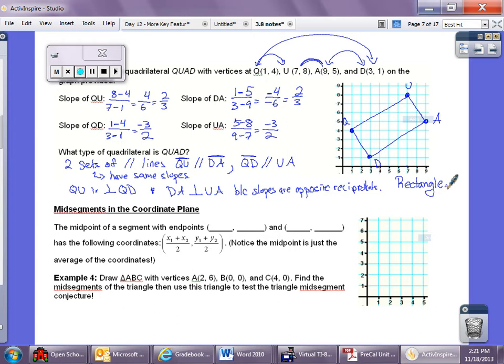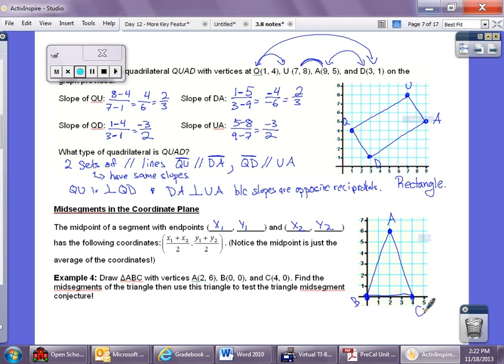And then the midsegment in the coordinate plane: the midpoint of the segment with endpoints x1, y1 and x2, y2 has the following coordinates: x1 plus x2 divided by 2 and y1 plus y2 divided by 2. Now this midpoint is just the average of the coordinates. So we can draw this triangle: 2, 6, 0, 0, and 4, 0. So here's our triangle. We have A, B, and C. And now we can find the averages of them.